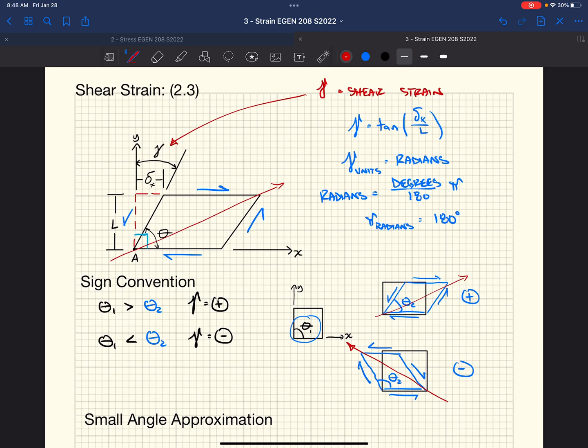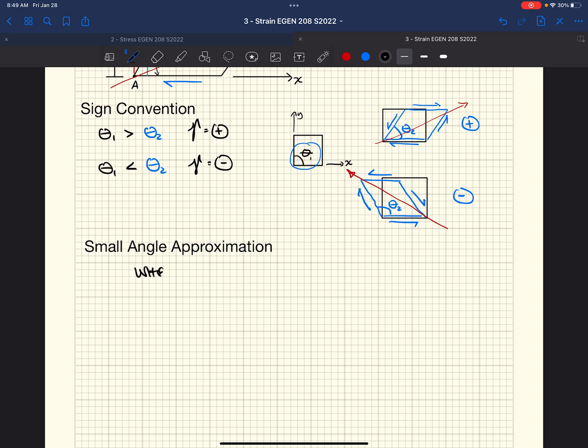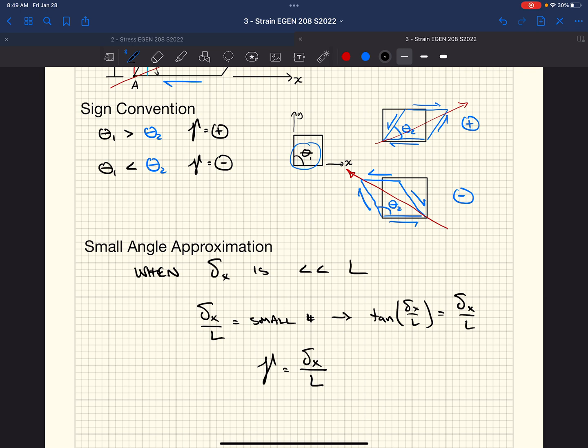As we found from our normal strain calculations, we're dealing with very, very small deformation, 0.002 inches per inch, feet per feet. So when we take this trigonometric function, tangent of delta x over L, this angular distortion is going to be very, very small. When we're looking at very small angles, notably when delta x is a lot smaller than L, then delta x over L is a small number, and the tangent of delta x over L just equals delta x over L. So what does that mean? That means gamma is delta x over L.